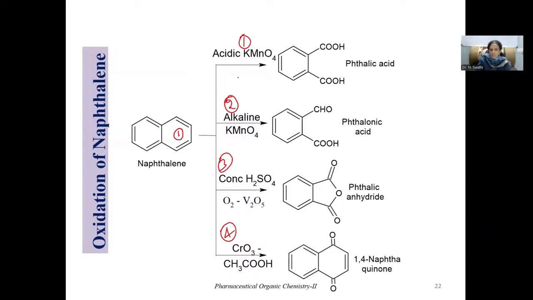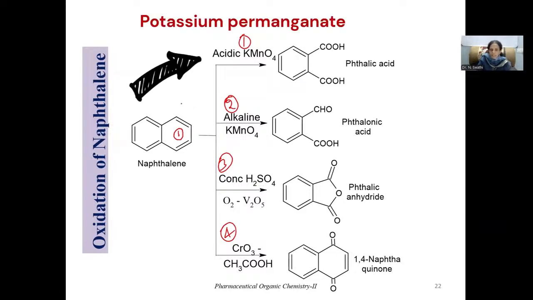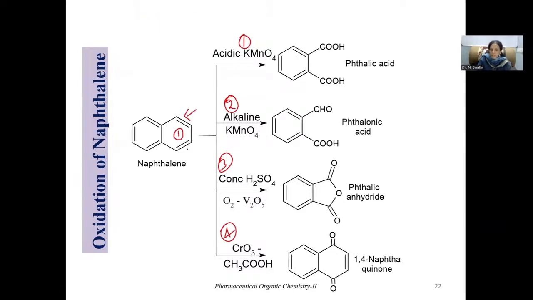When naphthalene is oxidized in the presence of acidic potassium permanganate, the first aromatic ring system is subjected to cleavage and is oxidized, as a result of which phthalic acid is formed as the product. On the other hand, whenever naphthalene is oxidized in the presence of alkaline potassium permanganate, here also the first aromatic ring is subjected to cleavage, and as a result of oxidation, here we get phthalonic acid. Naphthalene can undergo oxidation even in the presence of concentrated sulfuric acid or a mixture containing oxygen and vanadium pentoxide. So in this oxidation pathway, naphthalene gives phthalic anhydride as the product.